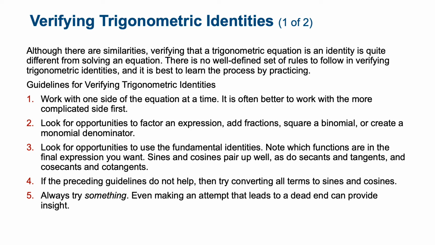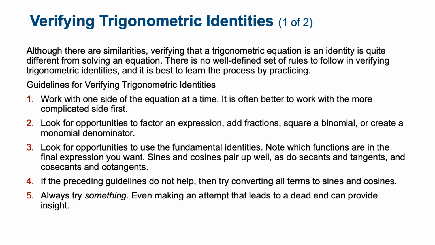One of the things we do is look for opportunities to factor, add fractions, square a binomial, or create a denominator that's just a single term. Another thing to look for is opportunities to use the fundamental identities. Take note of what functions are in the final expression that you want, in other words, the other side of the equation. Sines and cosines pair up well, so do secants and tangents, and cosecants and cotangents. And if all of this does not help, try converting everything to sine and cosine.